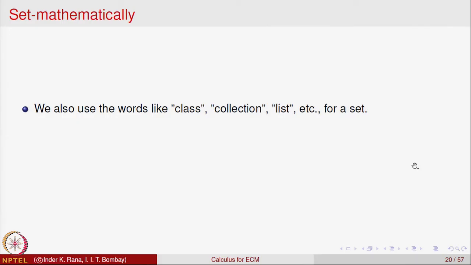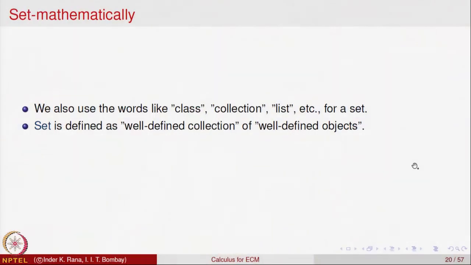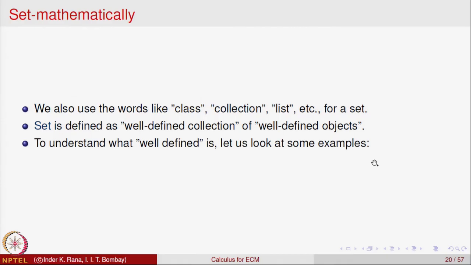So, we are interested in analyzing what should be called a class, collection or a list of objects. Formally we define a set as a well defined collection of well defined objects. A well defined collection of well defined objects means it is a collection which is well defined and there are objects in it which are also well defined.